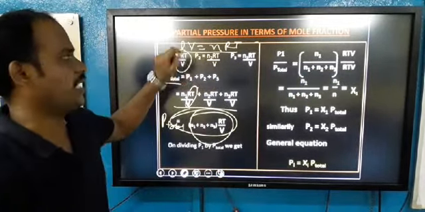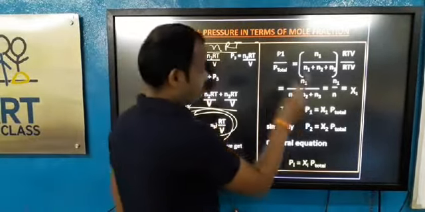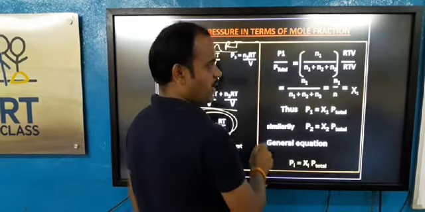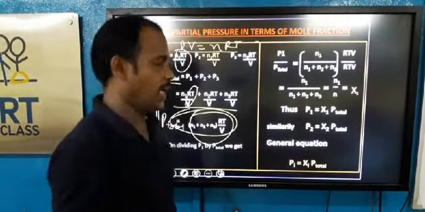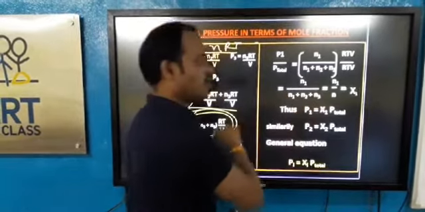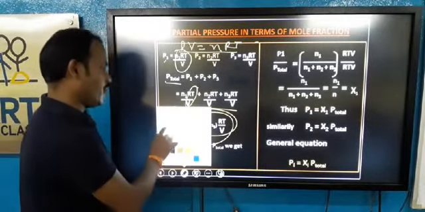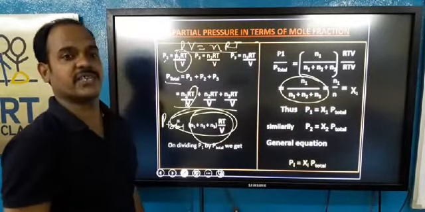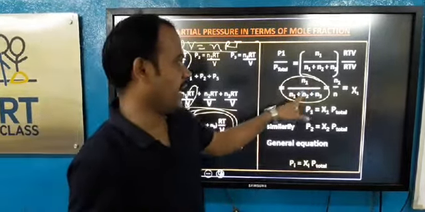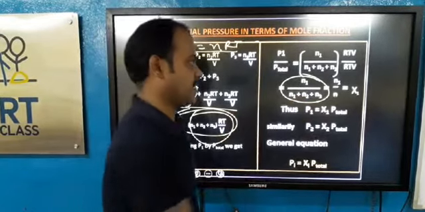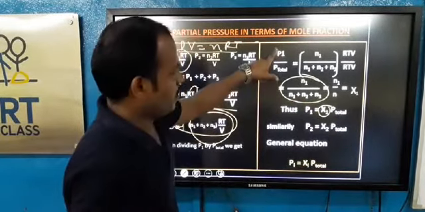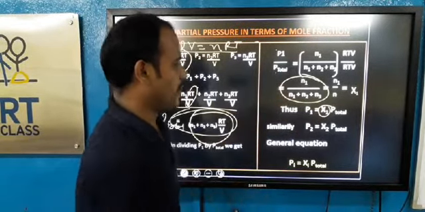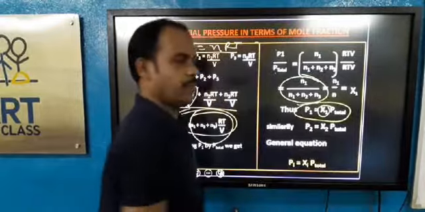Now, P1 by P total will be equal to the number of moles of the first component divided by the total number of moles. The number of moles of one component divided by the total number of moles is equal to the mole fraction. So we can write n1 by (n1 + n2 + n3) as x1. So P1 by P total is equal to x1, P1 is equal to x1 into P total. This is the relation for the partial pressure of the first gas.